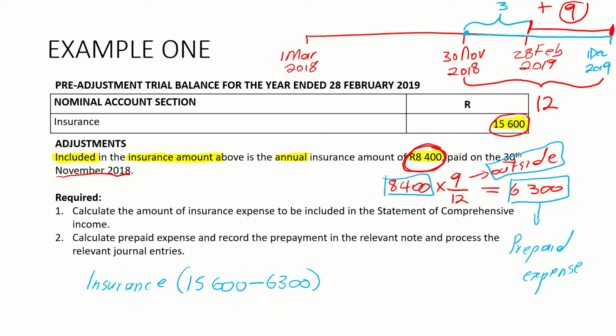15,600 minus 6,300 will give us 9,300. This 9,300 will be recorded in the income statement as our insurance expense. The 6,300 that we minus does not fall within the current financial year. It will be recorded in trade and other receivables as a prepaid expense.